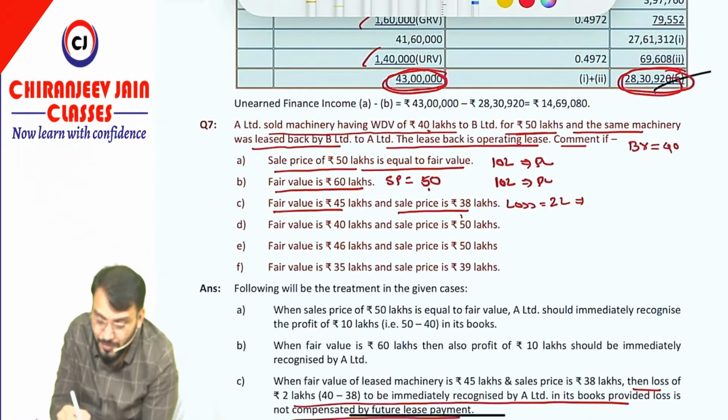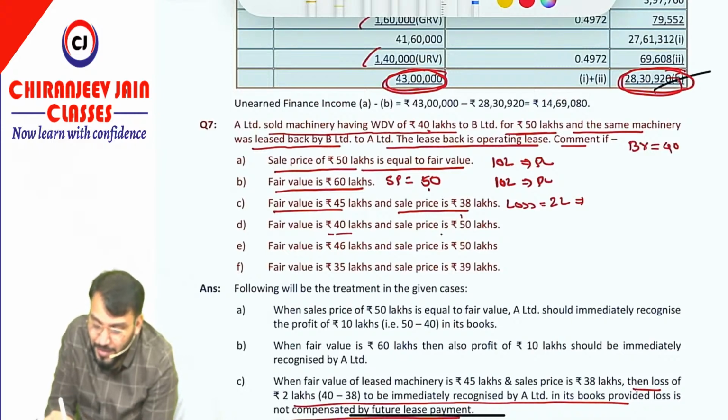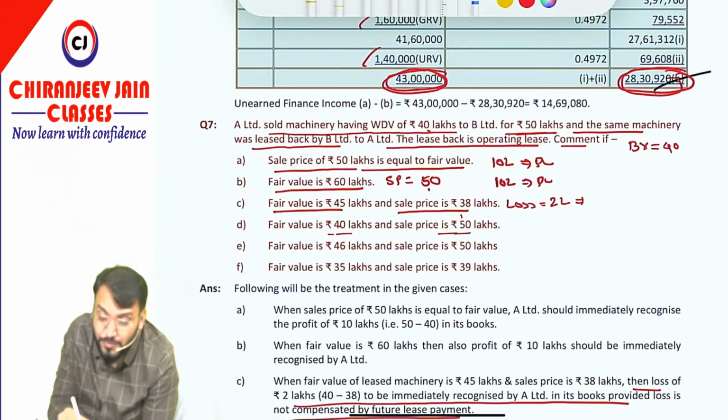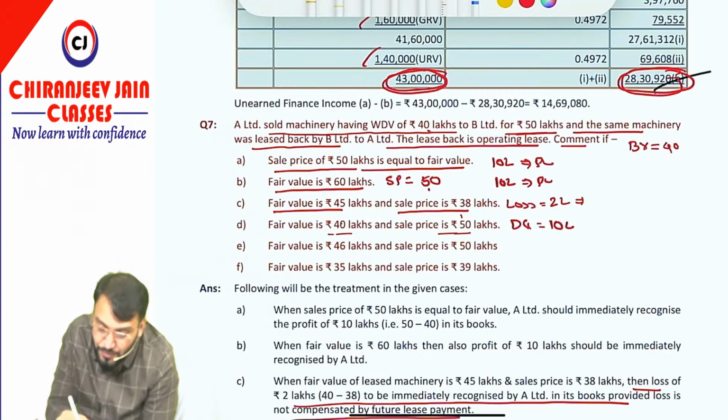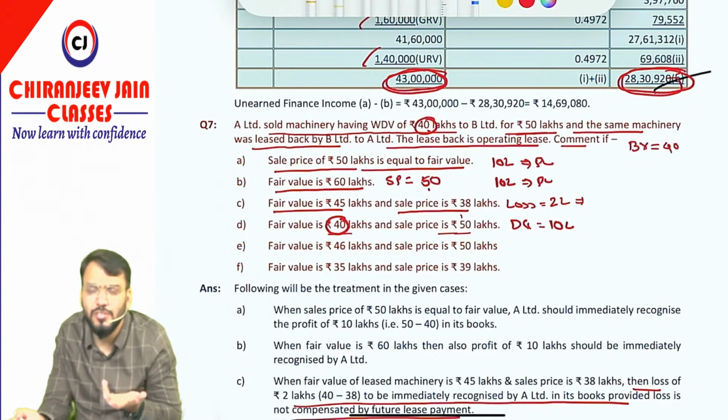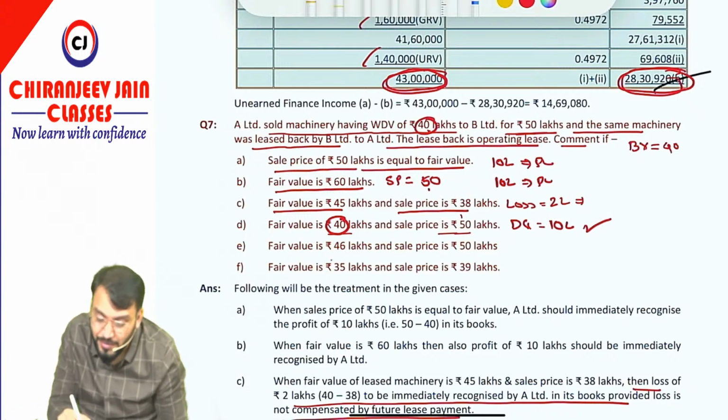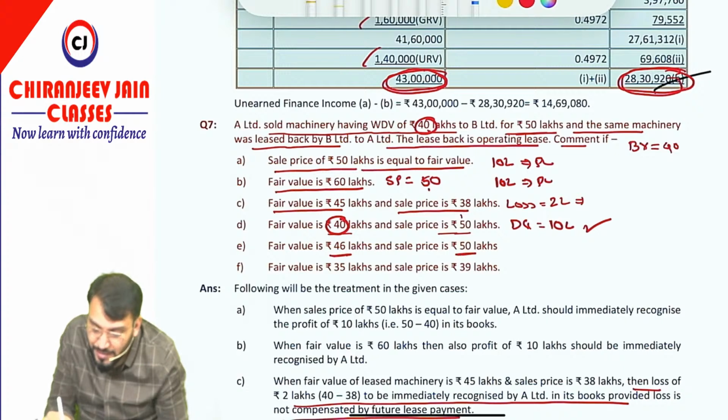Then fair value is 40 and sale price is 50. So sale price is more than fair value. So first find out deferred gain. Deferred gain will be 50 minus 40, that is 10 lakh. And then compare fair value of 40 and WDB of 40. So there is no gain or loss. So deferred gain will be 10 lakh. Then fair value is 46 and sale price is 50. Once again deferred gain will be 4 lakh.